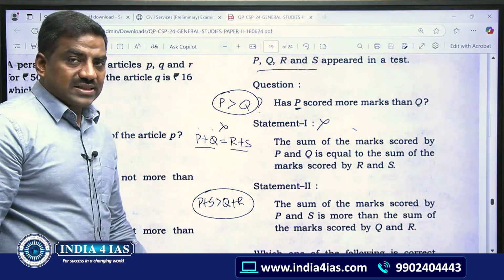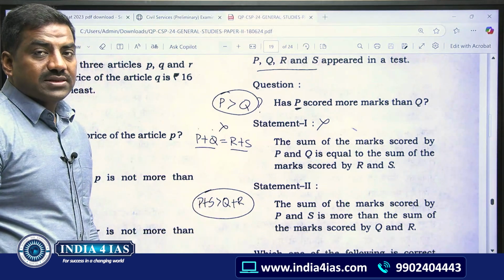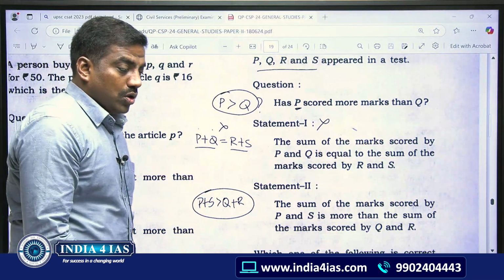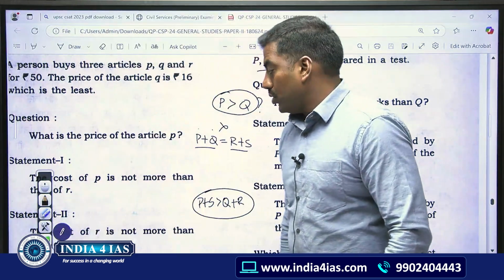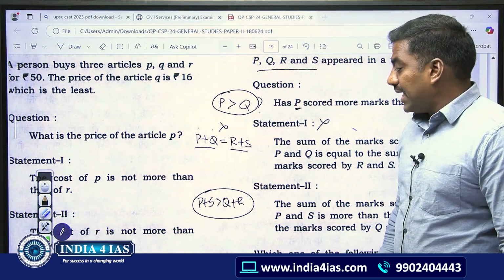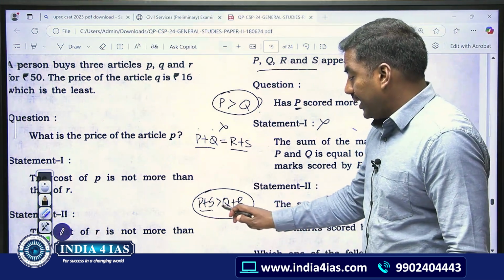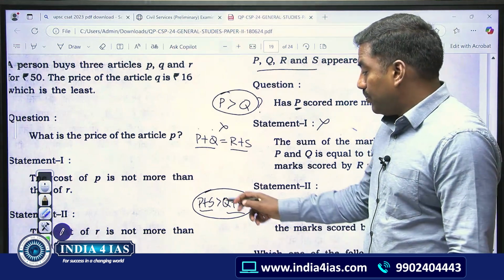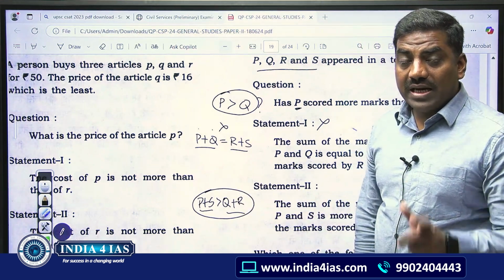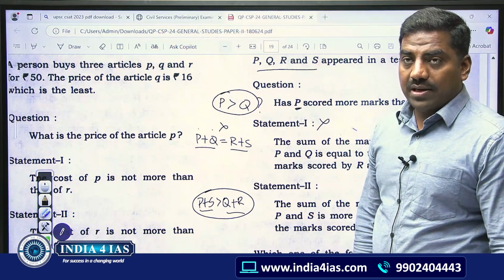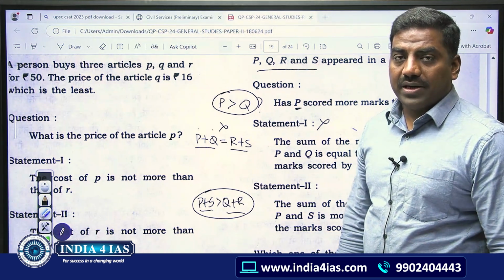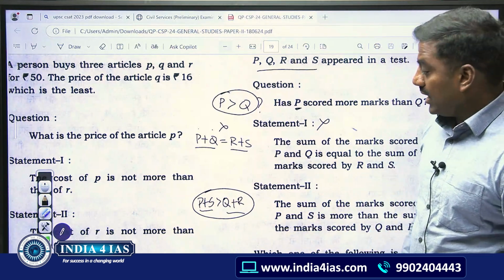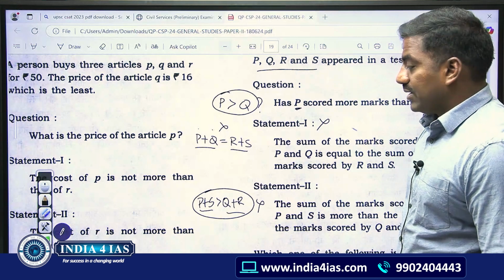Though Q is on this side, it is the total of P plus S that we are given as more than Q plus R. Again, whether P is more than Q, less than Q or equal to Q, we cannot tell. Because we have the collective data here, P plus S, we don't know whether P is more or S is more. P plus S is definitely more than Q and R, but individually we cannot compare any variable here, because they have given the data of a group. So let us not conclude anything here from statement 2 alone.